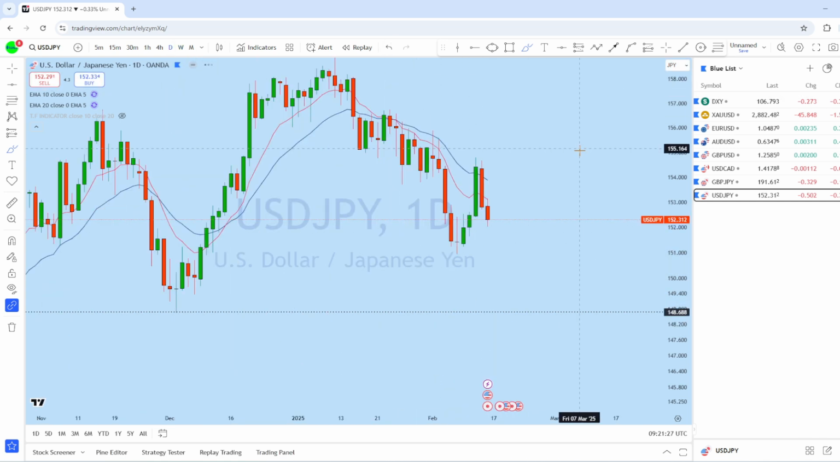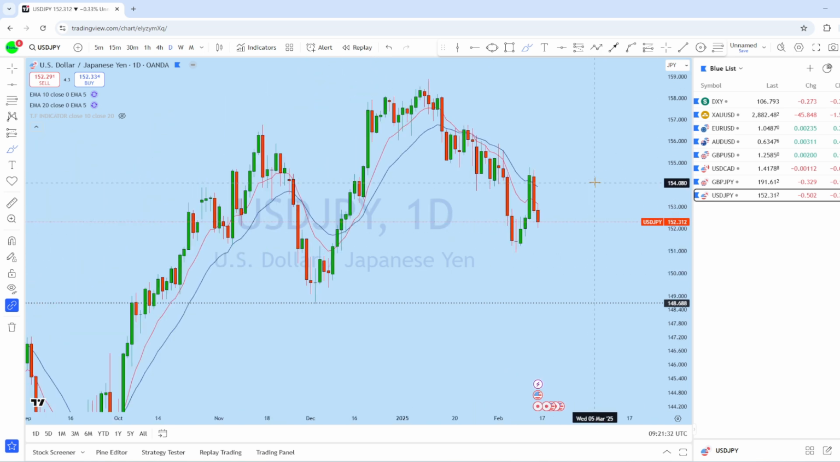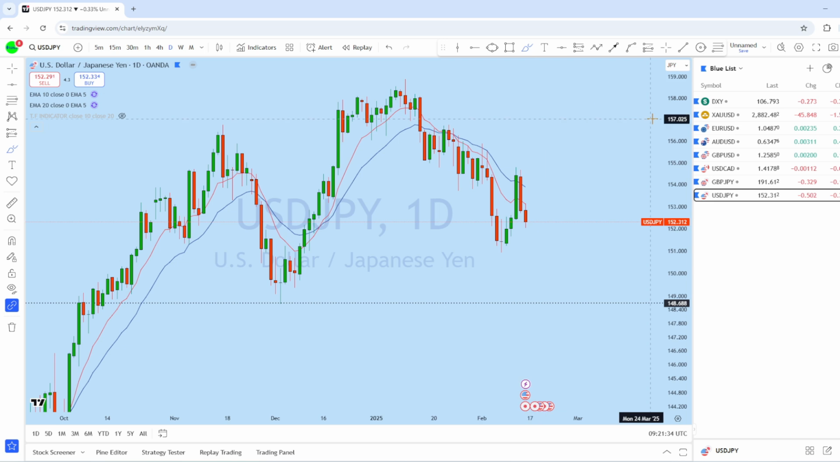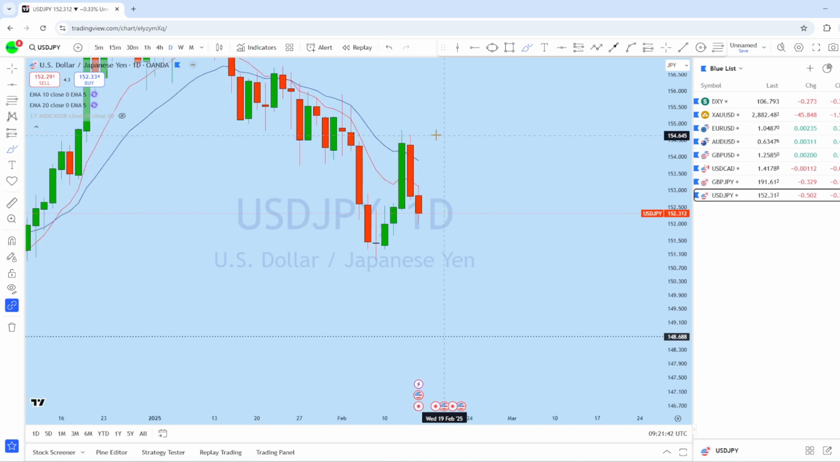Now dropping down to the daily chart on dollar yen, we can see that this is currently establishing a strong downtrend here. From here, we can see this drop followed by this pullback, another drop, pullback, another drop, deeper pullback. And what we can see, the previous daily candle, a daily bearish engulfer.